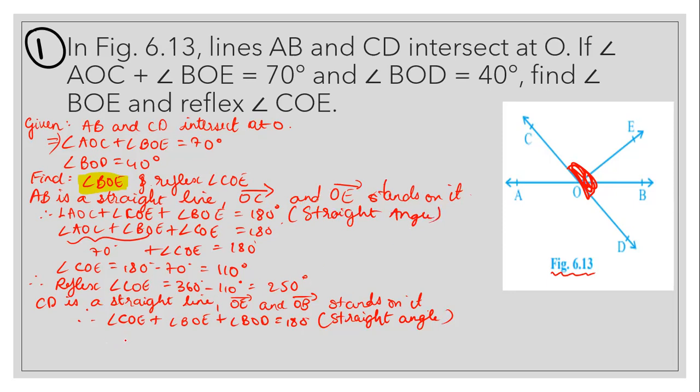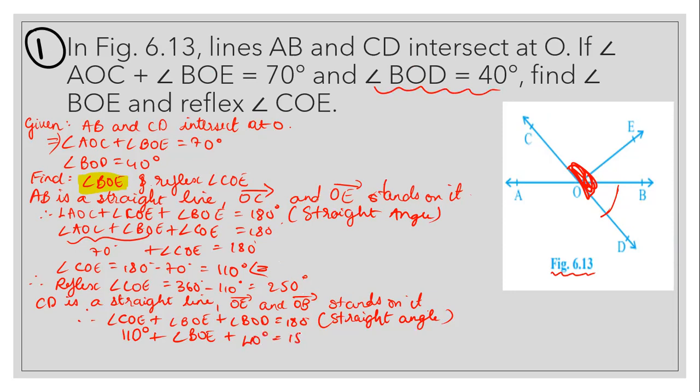Okay, so now we know that angle COE is 110 degrees from here, plus angle BOE, which we do not know, right? What is angle BOE? We do not know. Angle BOD, what is angle BOD? Where is angle BOD? This one. As given in the question, angle BOD is equal to 40 degrees.